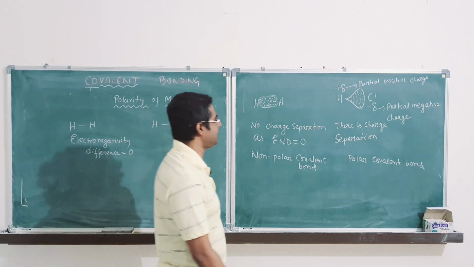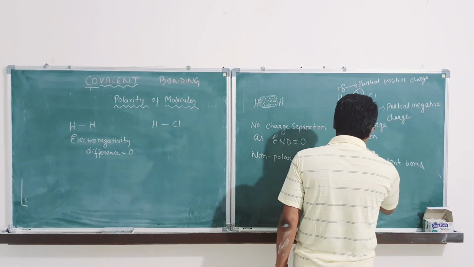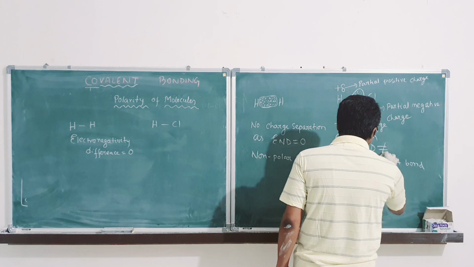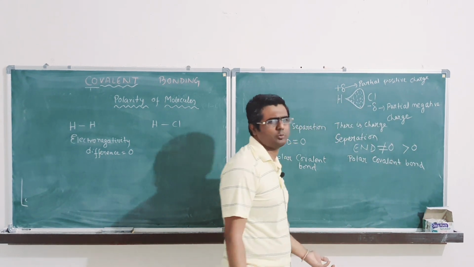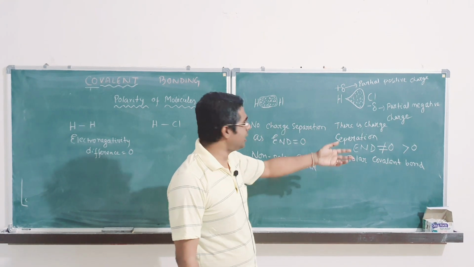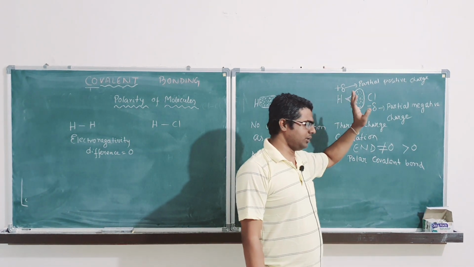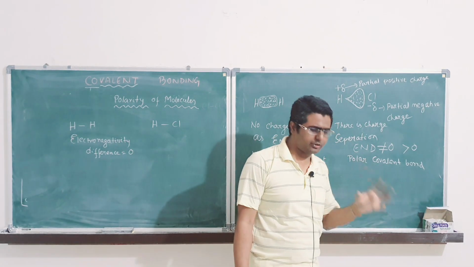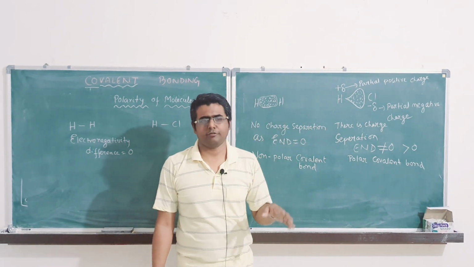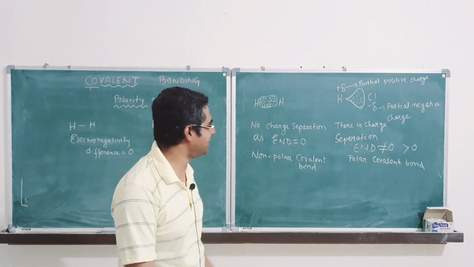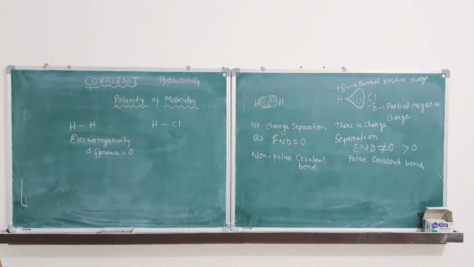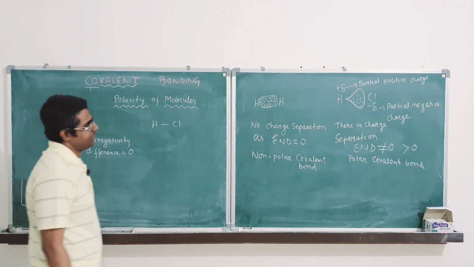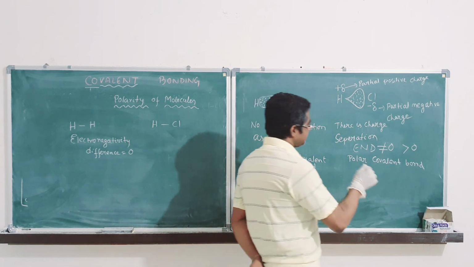Okay? So here the electronegativity difference is not equal to 0. In fact it is more than 0, or it can be less than 0 also, but if you take the more electronegative atom first, then it will be more than 0. Okay? Definitely not equal to 0, clear? So this is the difference between polar and non-polar covalent compounds. Okay? Now there are other things also. See, the polar covalent compounds have charge separation.